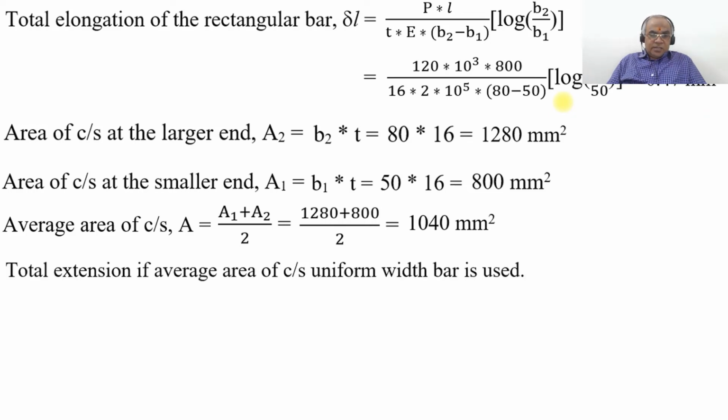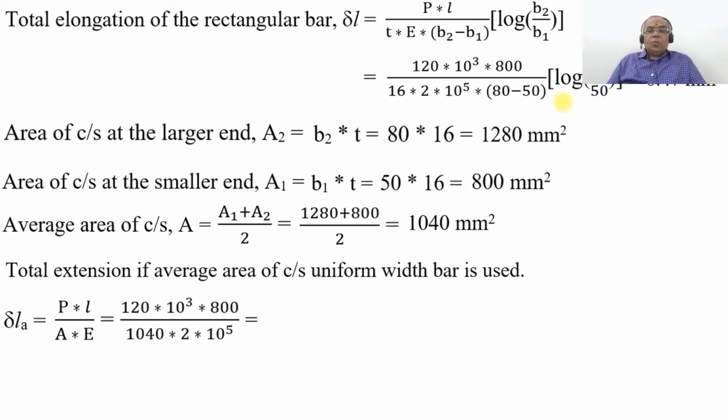So what is the total extension if the average area of cross section or uniform width of the bar is used? So delta LA will be P into L by A into E, which is equal to 120 into 10 to the power of 3, here P is 120 into 10 to the power of 3, into length of the bar 800, divided by the mean cross sectional area, which is 1040, into 2 into 10 to the power of 5, because it is a uniform cross section bar. On simplification, you are going to get 0.46154 mm.